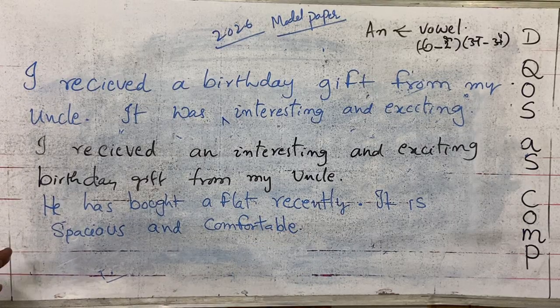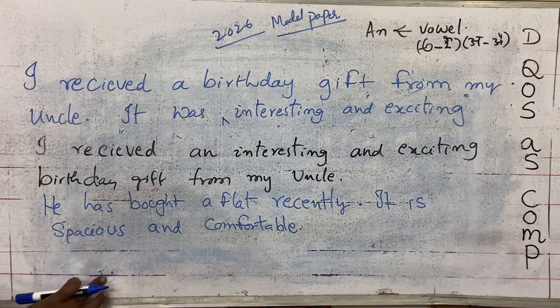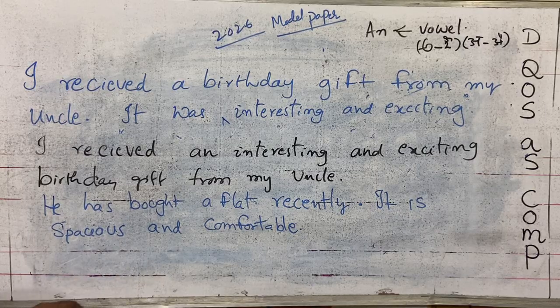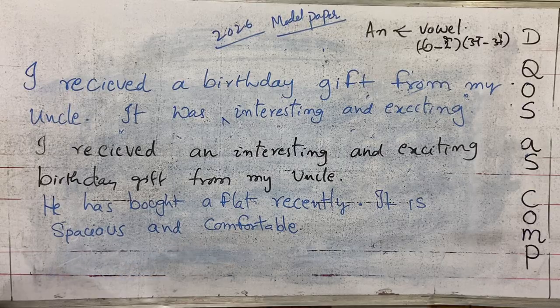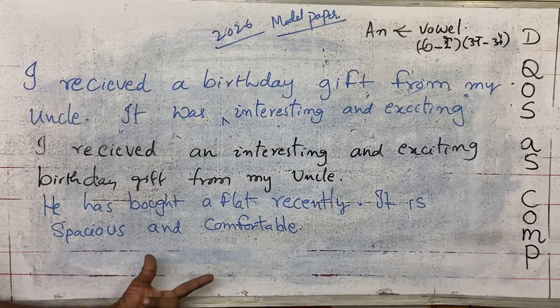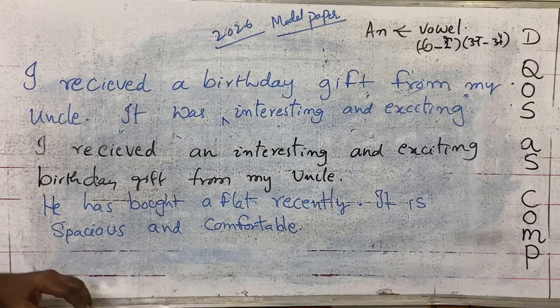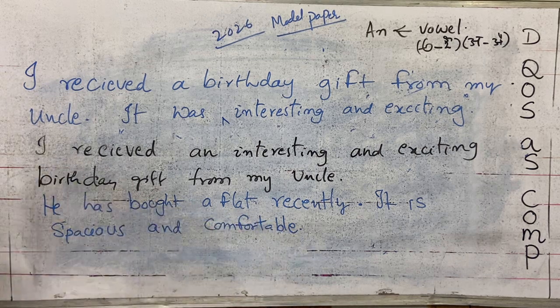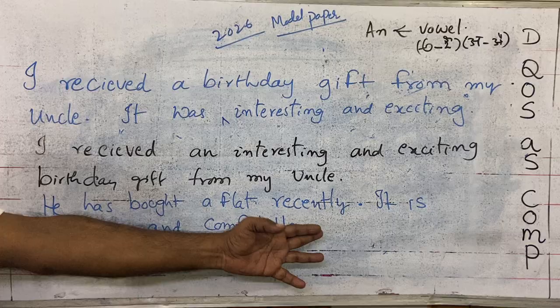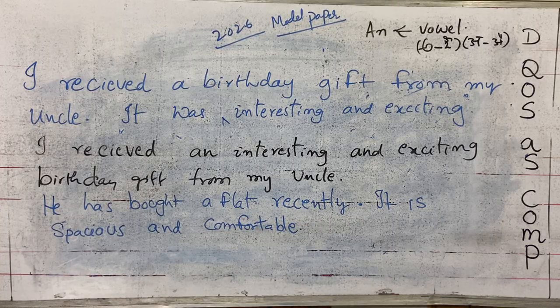First you can take the answer yourself. Just 5 seconds. What is that flat? How is the flat? Spacious and comfortable. You expect the answer yourself first. Okay, now I am giving. How is the flat? Spacious and comfortable. So here: a spacious and comfortable flat. When did you buy that? Recently. So the adverb is coming automatically at the end.